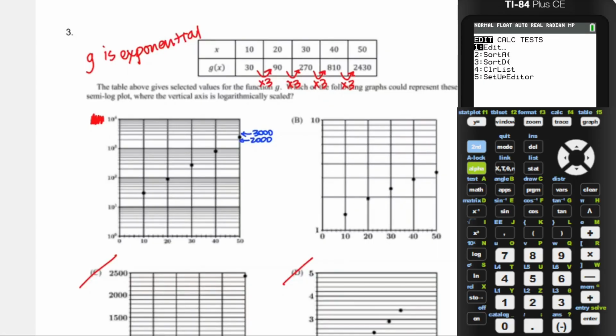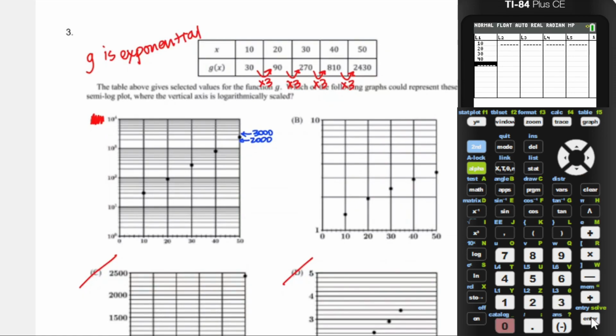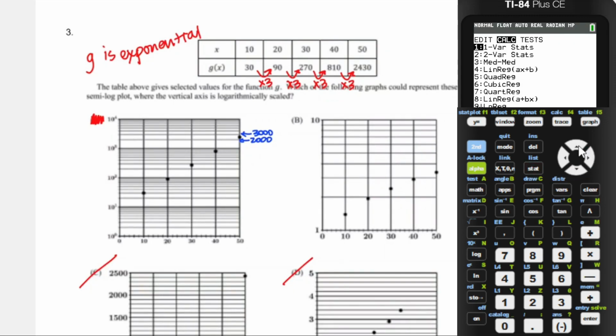Okay, so I get the calculator out. You've seen me do this before. I'm going to edit the list: 10, 20, 30, 40, 50. I think that'll work, yeah. And then 30, 90, 270, 810, and 2,430. All right, then we're going to stat calculate an exponential regression, okay, option 0.